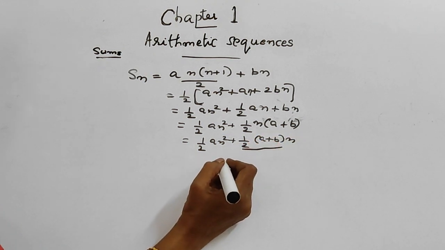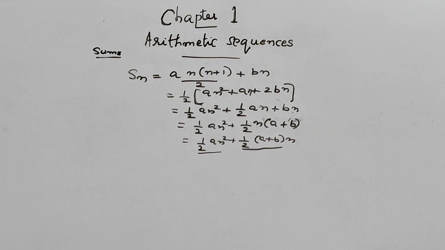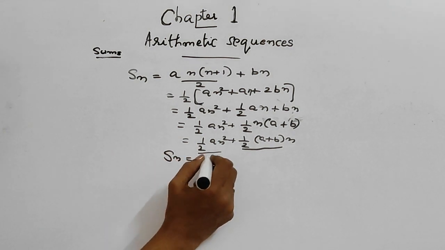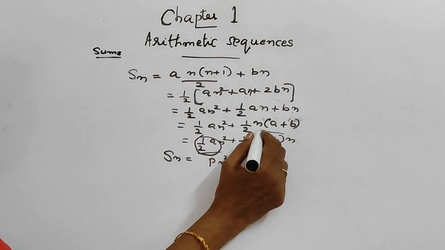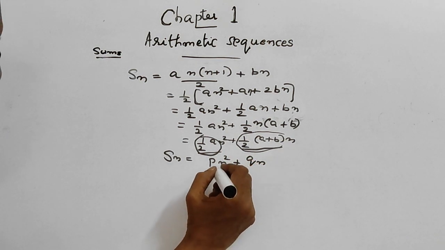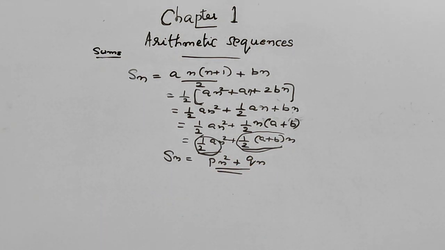See here, half a and half a plus b. If you take them as constants, we can give the values p and q. So Sn will be, take this as p, n square plus, take this as q, n. So the sum of any number of terms of the sequence is of the form Pn square plus Qn, where P and Q are constants. Instead of half A we give P, half of A plus B we give Q.